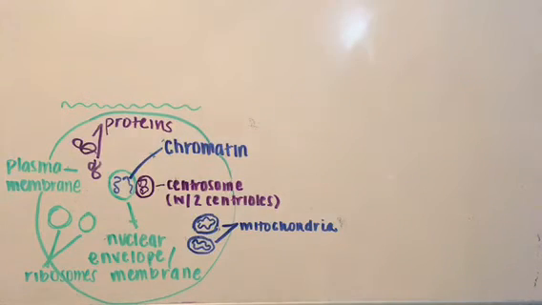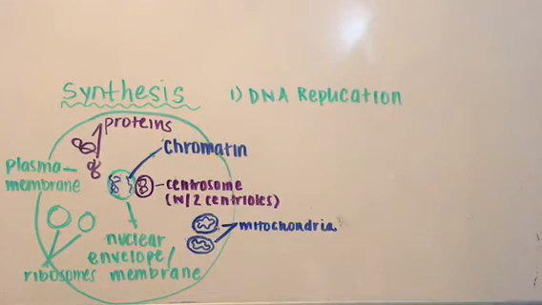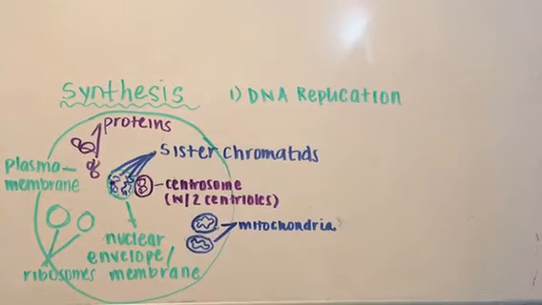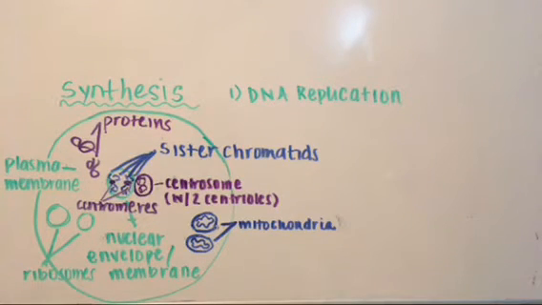Next is the synthesis phase. In the synthesis phase, the DNA inside the nucleus of the cell replicates, and each DNA strand is joined together to its duplicate at the region known as a centromere. Each strand is now known as a sister chromatid, and each pair of the sister chromatids is known as a chromosome. However, the DNA is still not condensed into the way a chromosome usually looks.